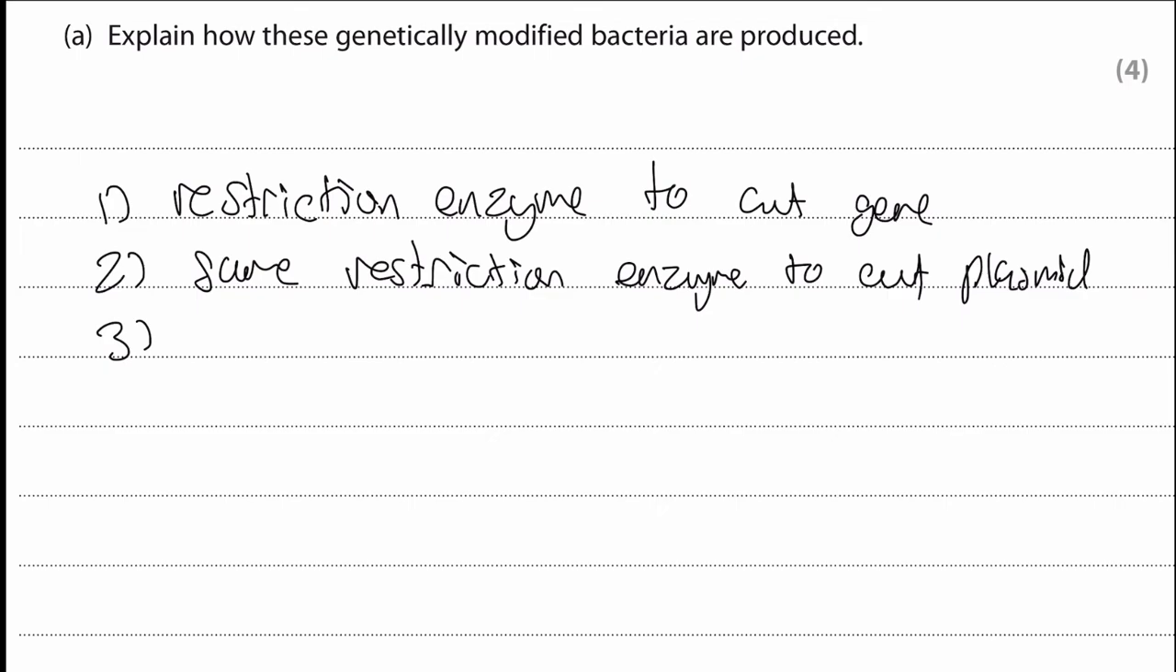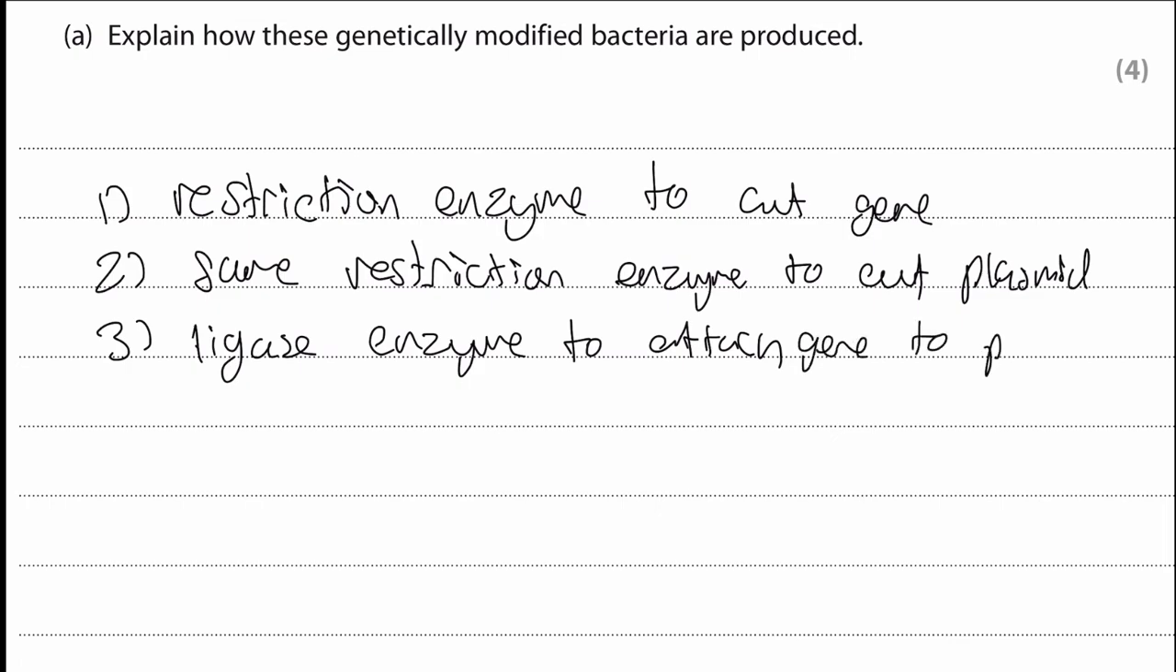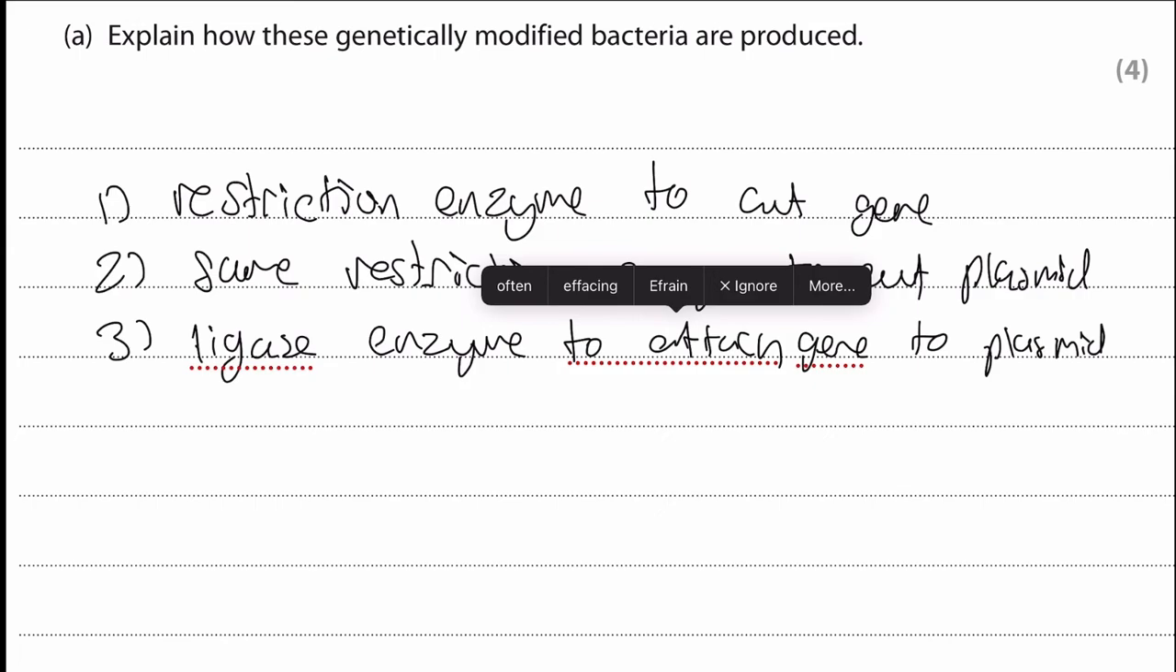Now, what do we do? So we can use ligase enzyme to attach the gene to the plasmid. The plasmid, and now we have to attach our puzzle piece that we cut out from the gene. We're going to cut out this gene that produces insulin, and we're attaching it to the plasmid. And ligase here is acting like a glue. It's essentially glue.